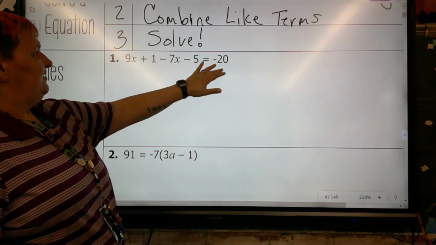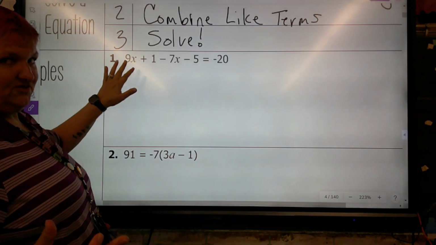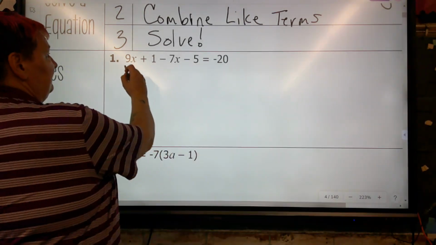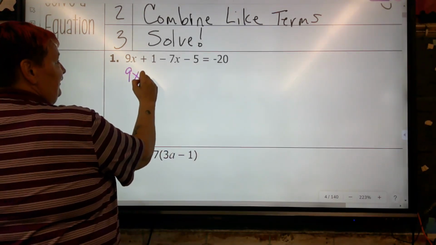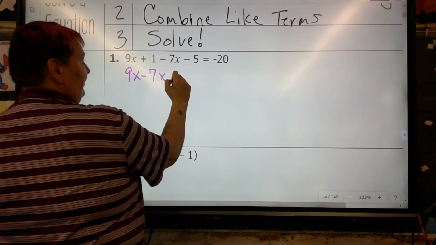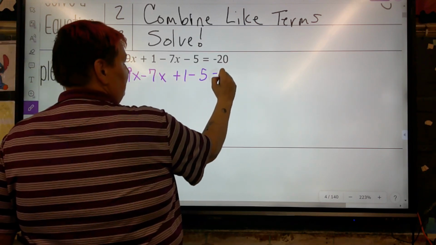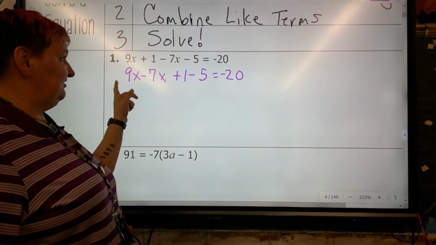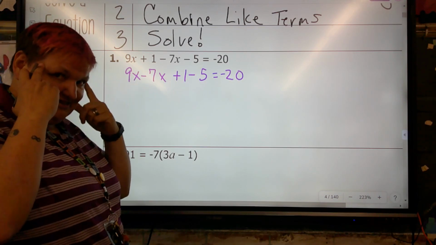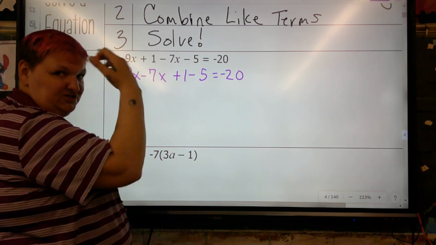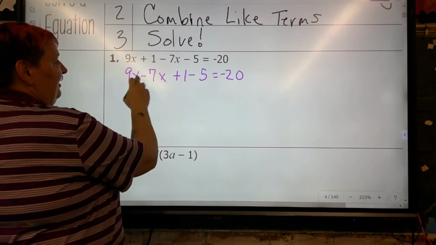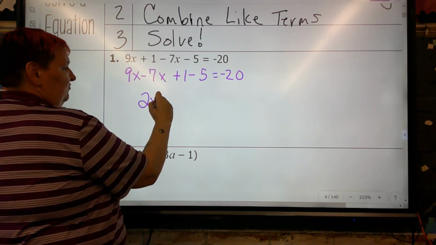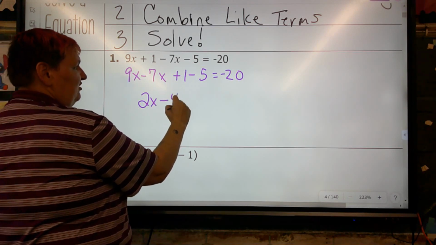Alright, so no parentheses, so I don't have to distribute. There are some like terms I can combine: 9x minus 7x and positive 1 minus 5. So I haven't done anything yet. I've rearranged them so that like terms are next to each other so you can see them. You could skip this step and just do it in your head. 9x minus 7x is 2x. Positive 1 minus 5 is negative 4.